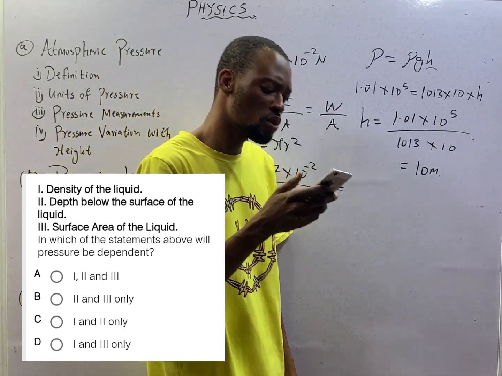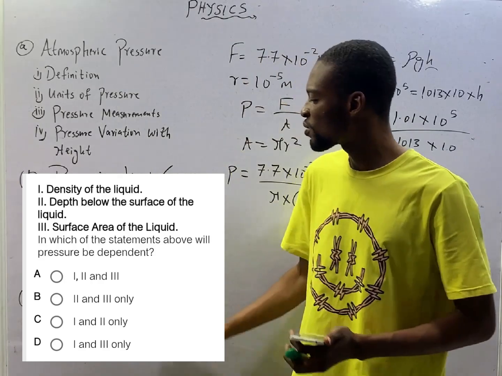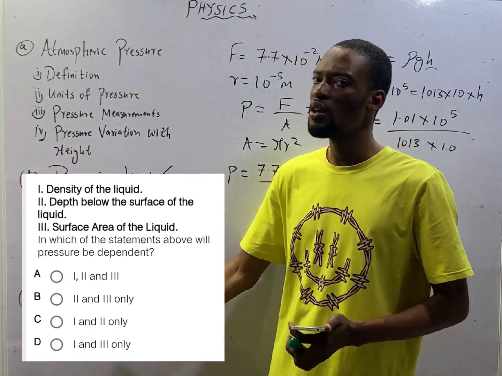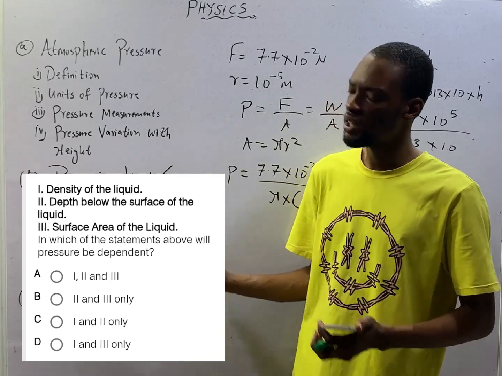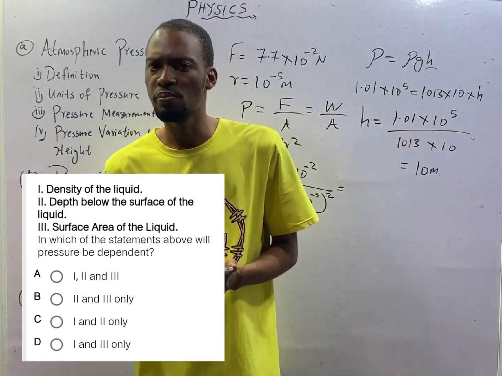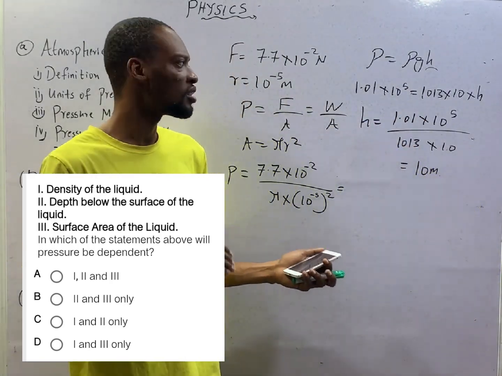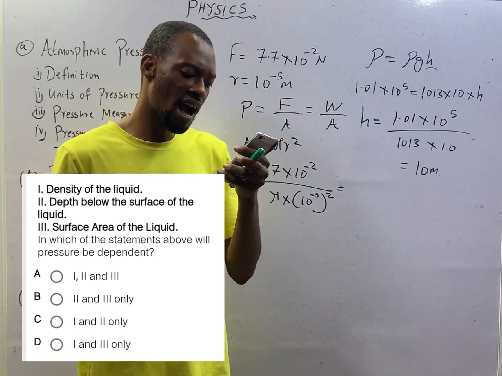Area of the liquid, no. When it comes to solids, pressure depends on force and area. But for liquid, pressure does not depend on area. So I and II are correct.